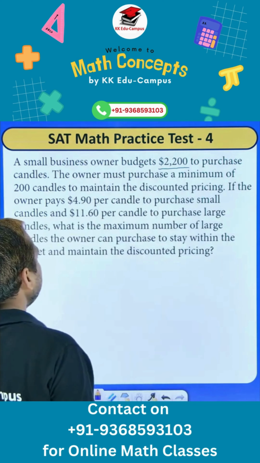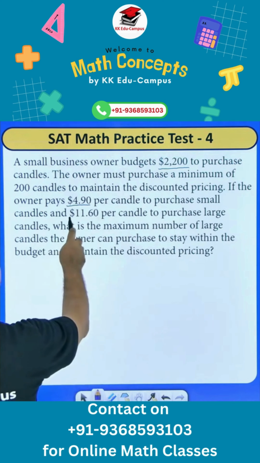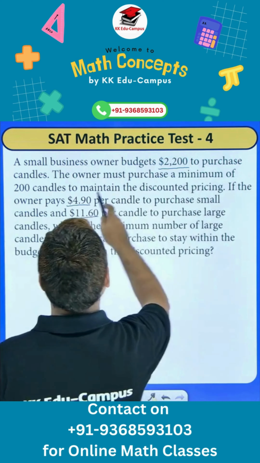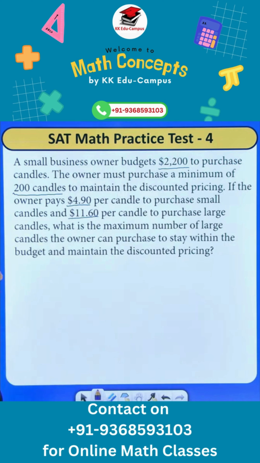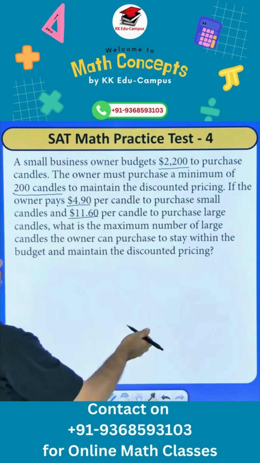Okay, so this is the maximum budget, and the price per candle for the smaller candle is $4.90, and for the bigger candle it is 11.6 per. It is also given that the minimum number of candles should be 200 in order to get the discounted pricing.